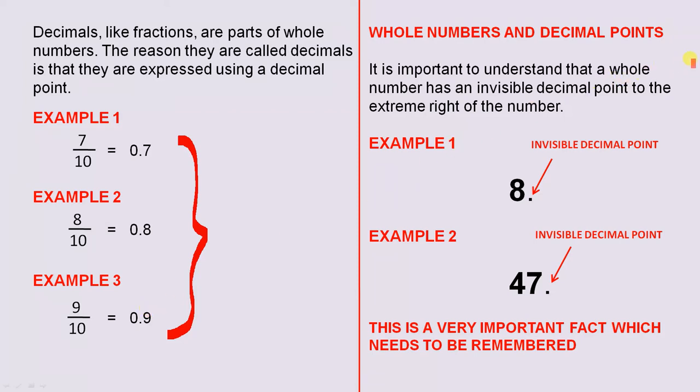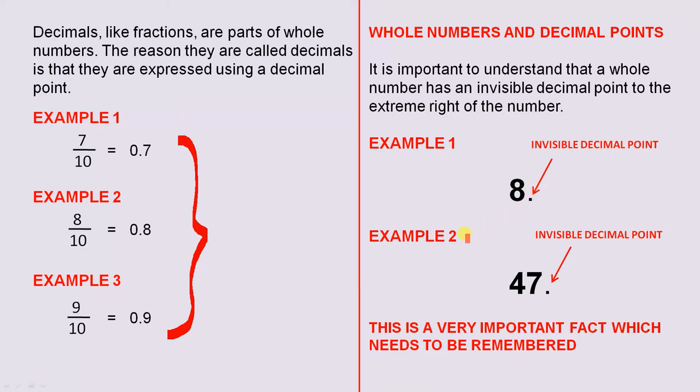Whole numbers and decimal points. It is important to understand that a whole number has an invisible decimal point to the extreme right of the number. So when you have the number 8, there is actually an invisible decimal point to the right of the number 8. Now you can't see it. We don't actually write it in. When you say 8 apples, we just write 8 apples. You don't actually say the decimal point, or you don't have to write it, but it is there.